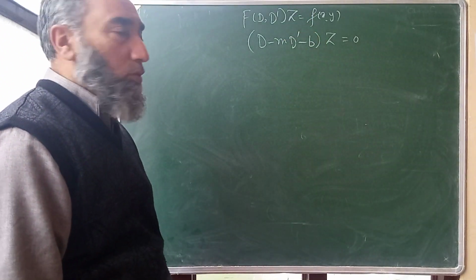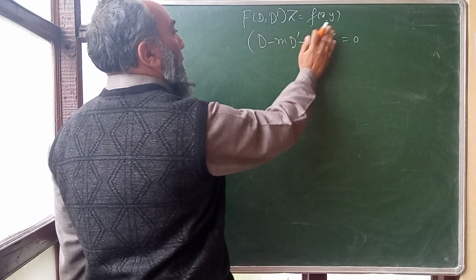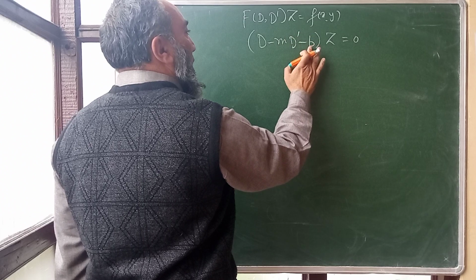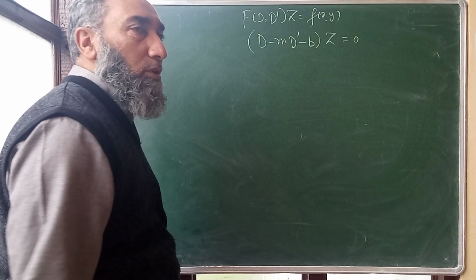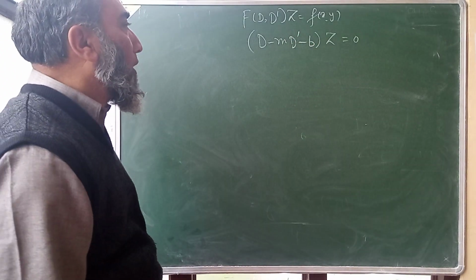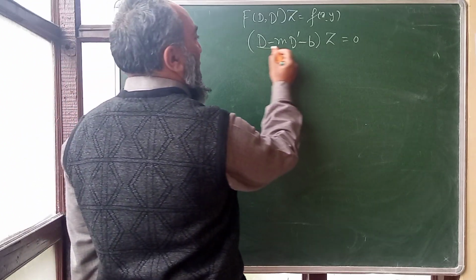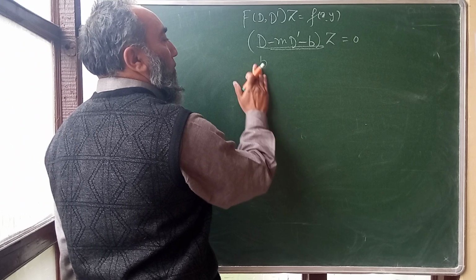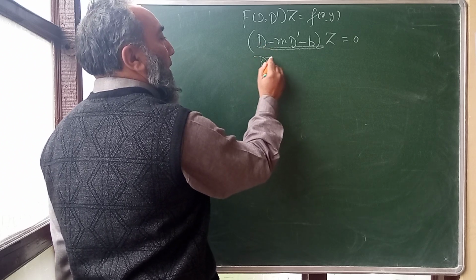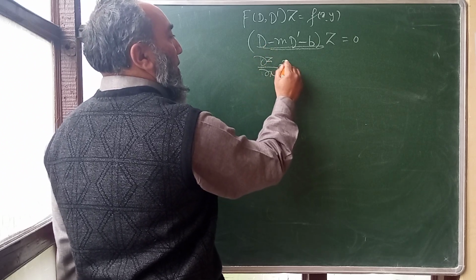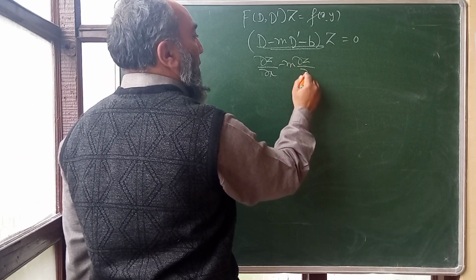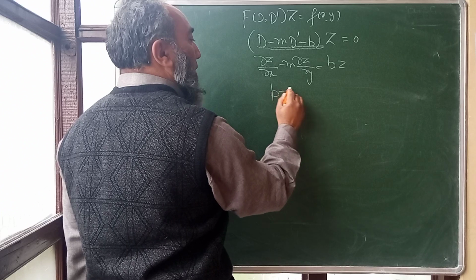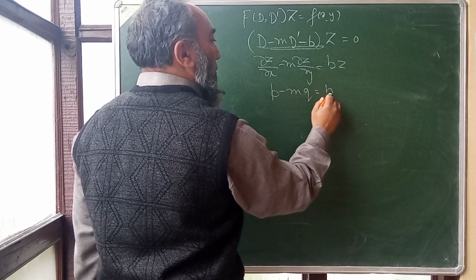Now this is not homogeneous. This was homogeneous because this was D and this was D' of order 1. Now here you have D raised power 0. This is not a homogeneous part. So how to solve this equation? See, D is del z by del x, D' is del z by del y, and this is bz. So this is p minus mq equal to bz.